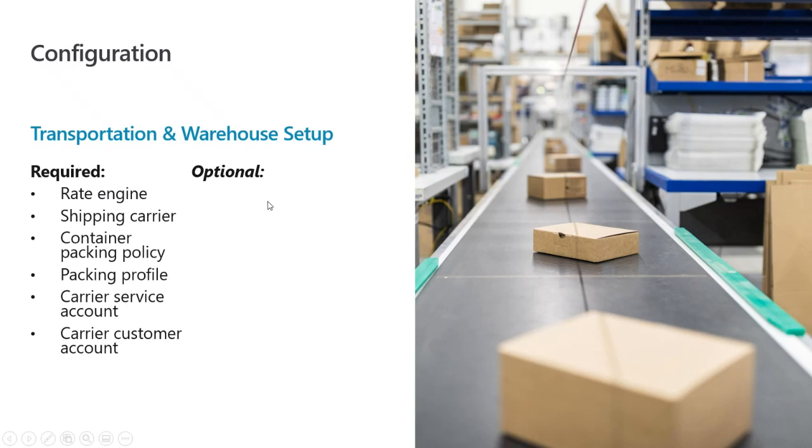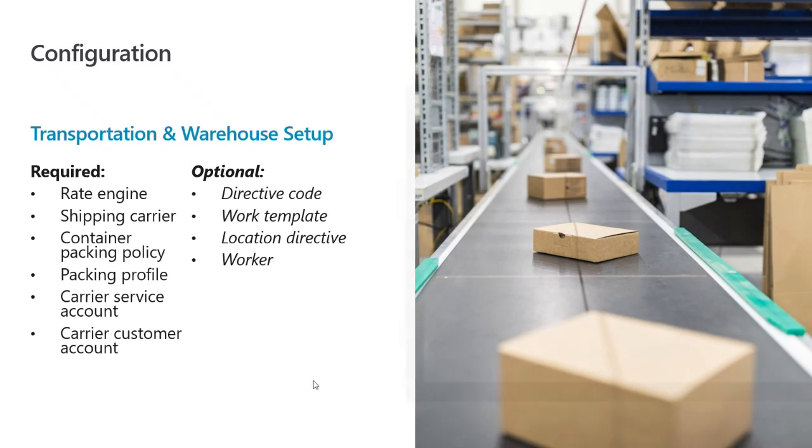We've got some optional setups as well that I'm going to walk through in the event that you do not already have a packing workflow configured in your warehouse management processes. So optionally, we would also need to set up directive codes, work templates, and location directives, and then default some settings on your worker record. And these are all WMS settings. So you can see we've got a good mix of both to really get this workflow enabled. So let's go through each of these.